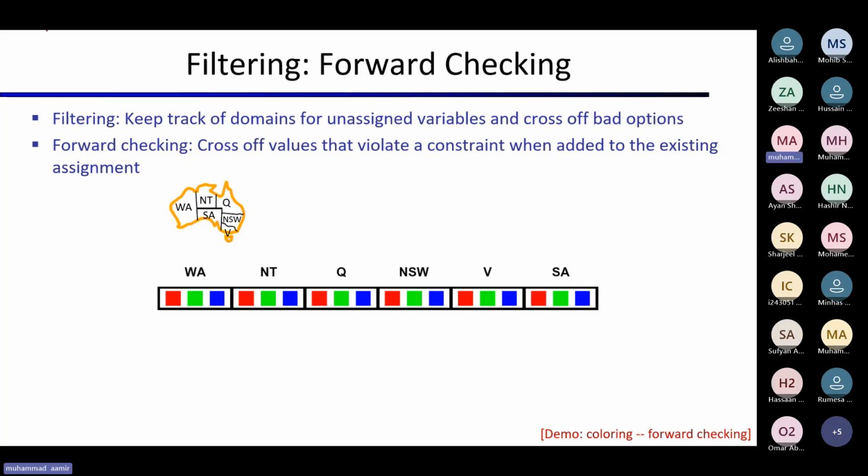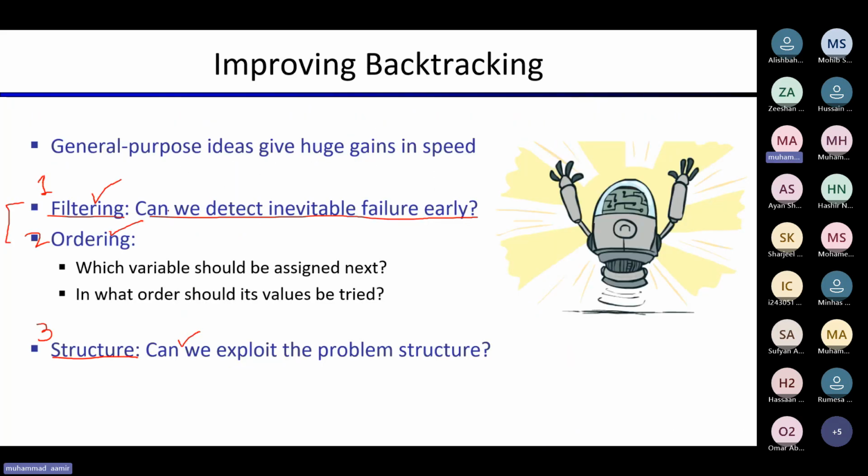So filtration says, remember the overall idea of the filtration that we studied: can we detect inevitable failure? By the way, what could be the inevitable failure? Inevitable failure is if any variable's domain is zero, like if any variable's domain is left with no values for the assignment. Are all the values available for the assignment violating the constraints? This is the failure case.